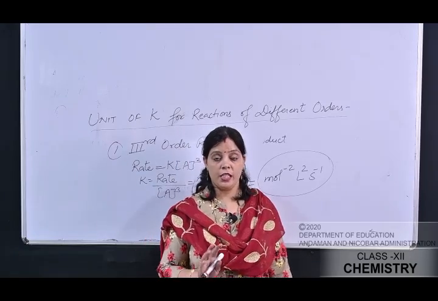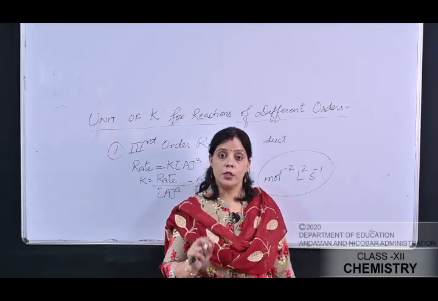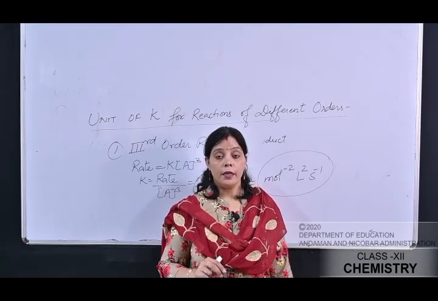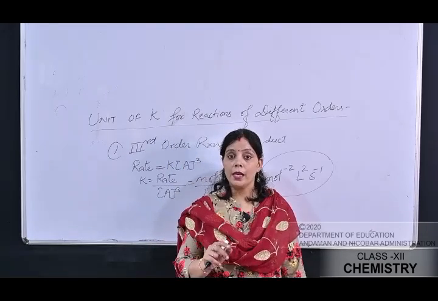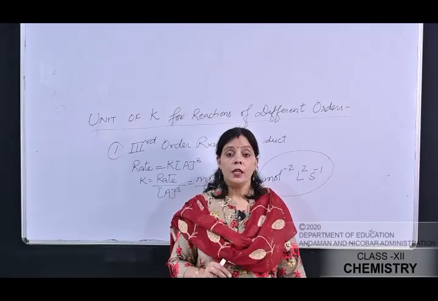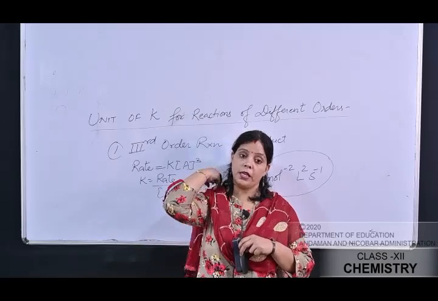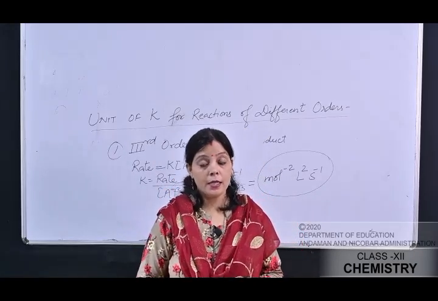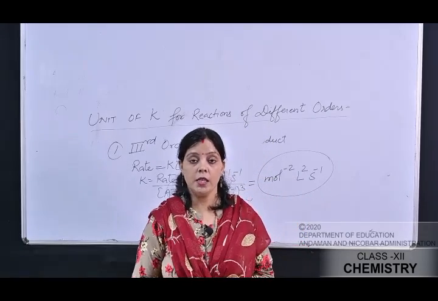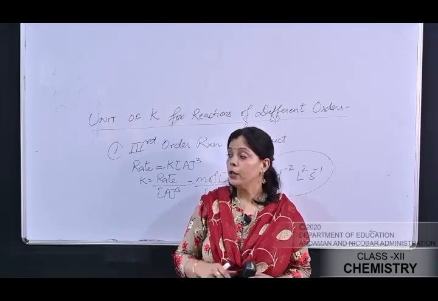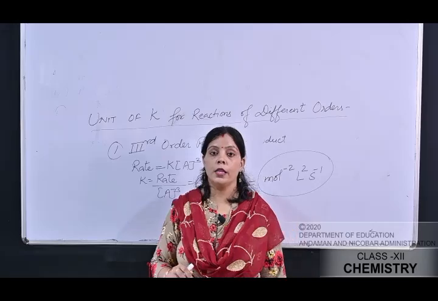Whereas order is an experimental concept. The order can be fractional or zero. Since the order of the reaction is an experimental concept, it gives us an idea about the mechanism of the reaction, and that the slowest step is the rate determining step, because the reaction cannot proceed faster than the slowest step. And since order is an experimental concept, it changes with change in temperature and pressure. After that, you have cleared your idea about how we calculate the unit of rate constant for reactions of different orders.